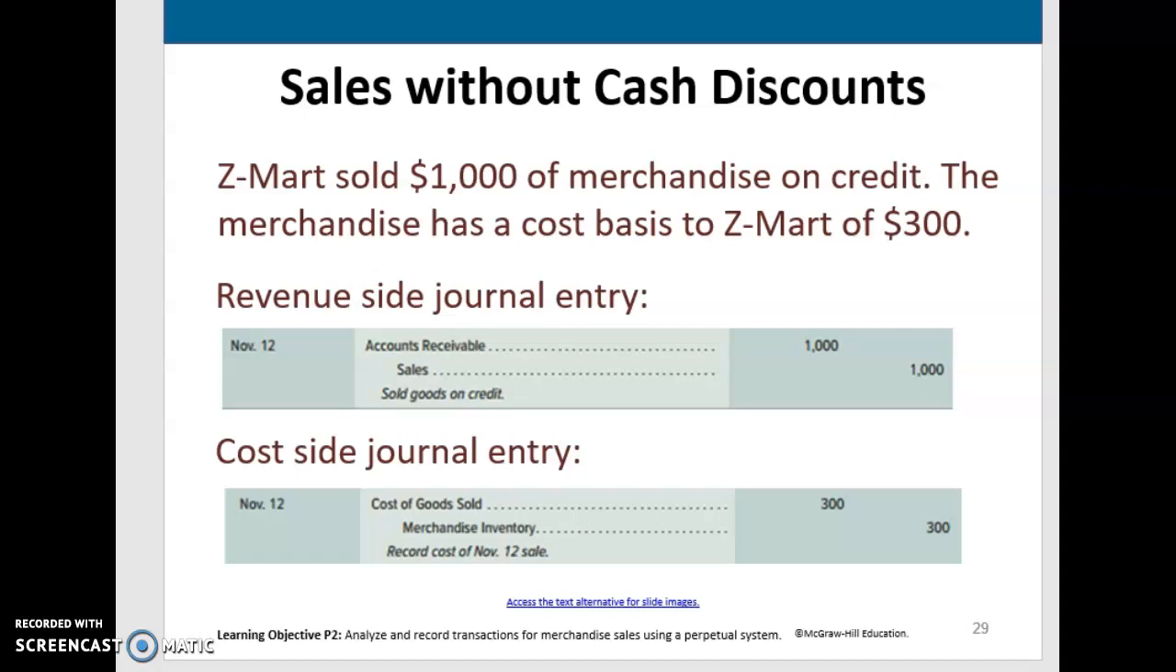The first entry will show the sale. We have the sale on account. We sold $1,000 of merchandise. We debit accounts receivable, we credit sales. That merchandise cost us $300. In the second entry, we will enter cost of goods sold, $300, credit merchandise inventory. We take it out of our inventory. It's no longer available for sale.